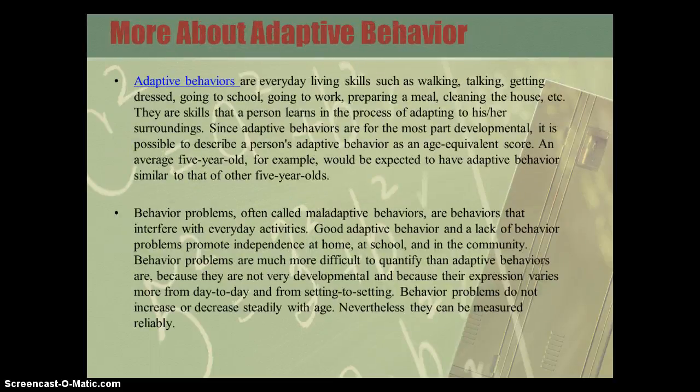Adaptive behavior includes things like walking, talking, getting dressed. They're things that you do in adapting to your surroundings. They're developmental, and so they are very often given as an age equivalent skill. In addition to that, adaptive behavior scales very often have what are called maladaptive behavior subscales, which look at things like whether the person gets along with others.